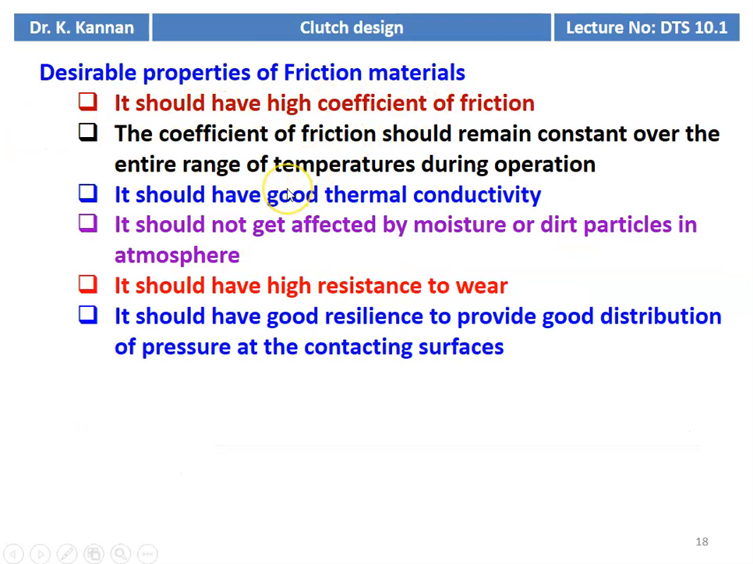In friction clutches, the friction material plays a very important role for the power transmission. So the coefficient of friction and the type of material are very important. It should have a high coefficient of friction. The coefficient of friction should remain constant over the entire range of temperature during the operation. So the mu should be higher, and at the same time it should be constant. It should have good thermal conductivity for dissipation of heat energy, so it should not retain the heat. The material should immediately dissipate the heat energy. It should not get affected by moisture or dust particles in the atmosphere. It should have high resistance to wear. It should have good resilience to provide good distribution of pressure at the contacting surfaces. So these are some of the desired properties.